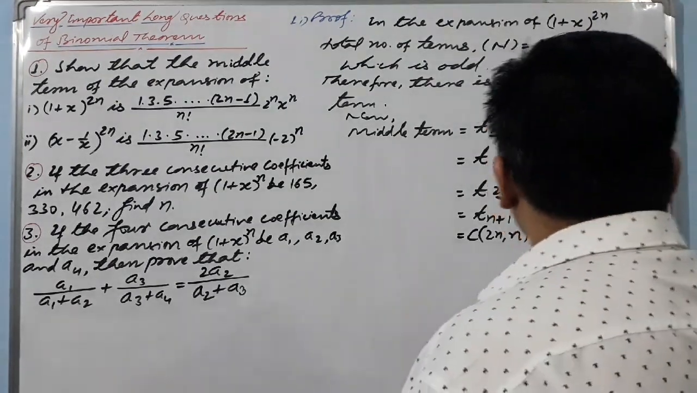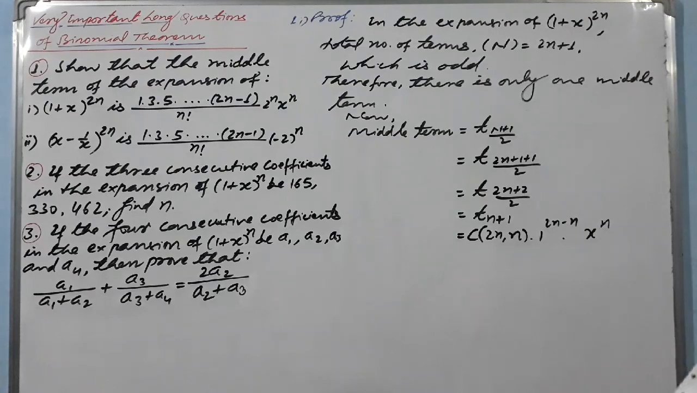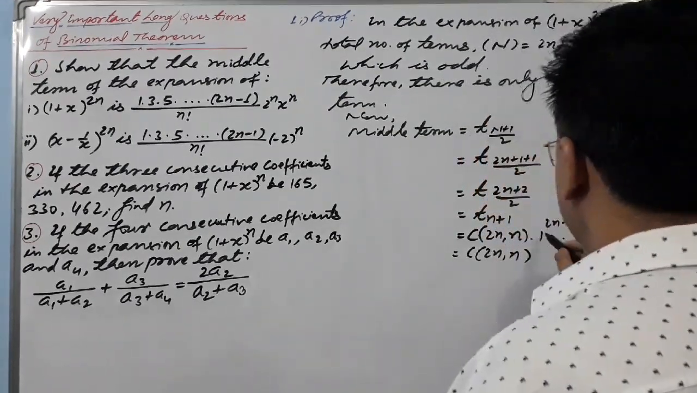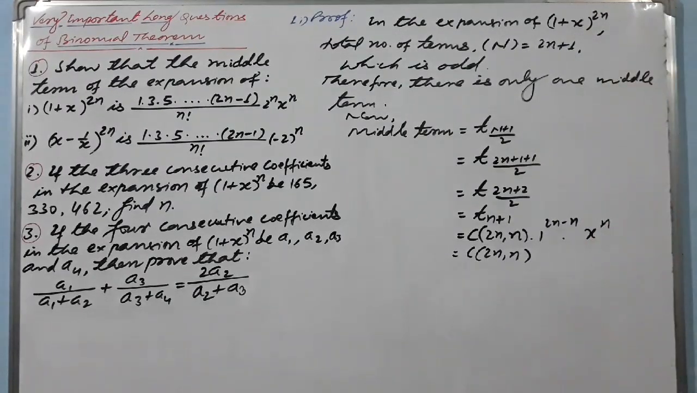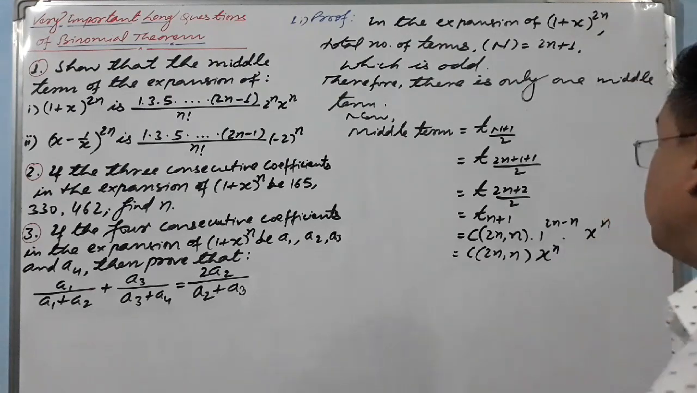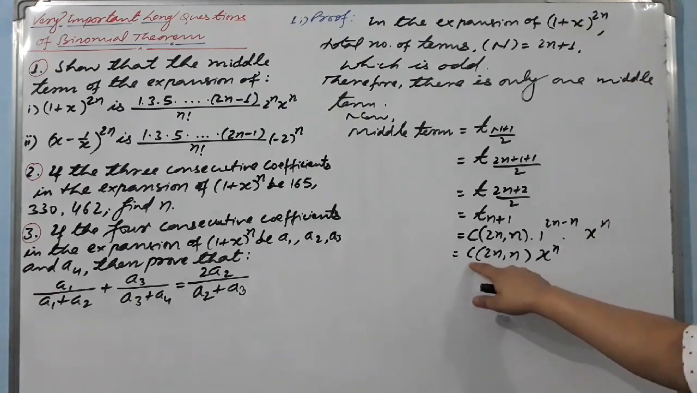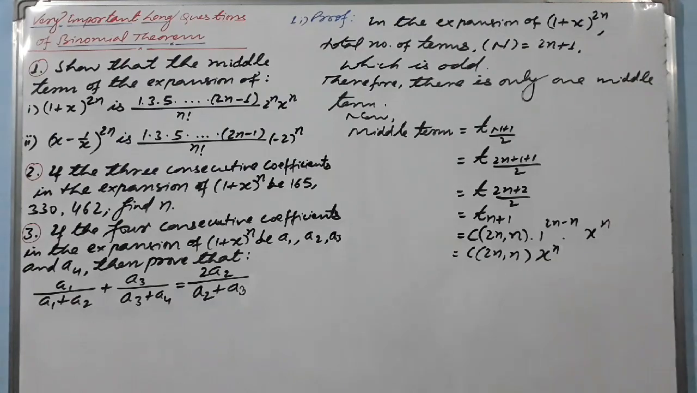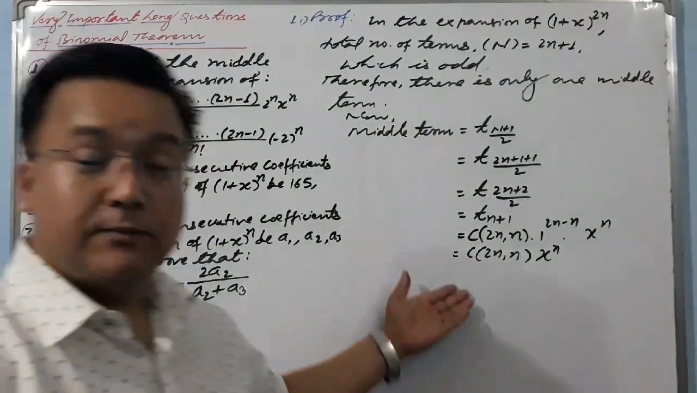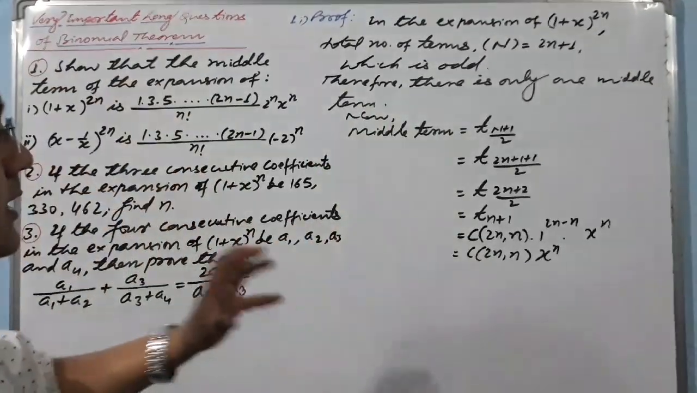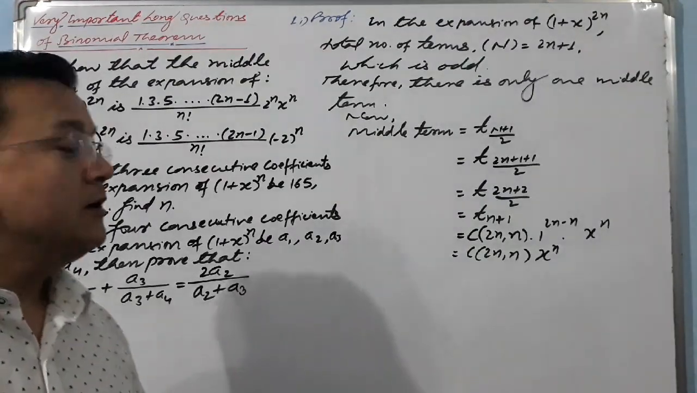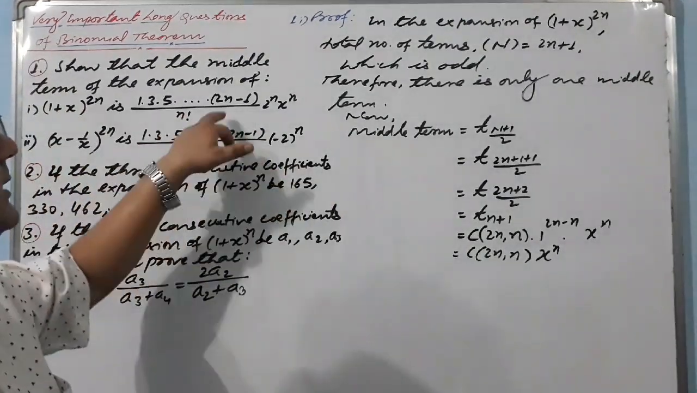Now, after this, you will get C of 2n comma n. 1 raised to power n means 1, x raised to power n is x to the n, so I'm not writing the 1 again. So this is the middle term. But actually we want to prove it in this form; this is also the middle term of this expansion. Now we have to find the value of C of 2n comma n, we have to expand it in this form.